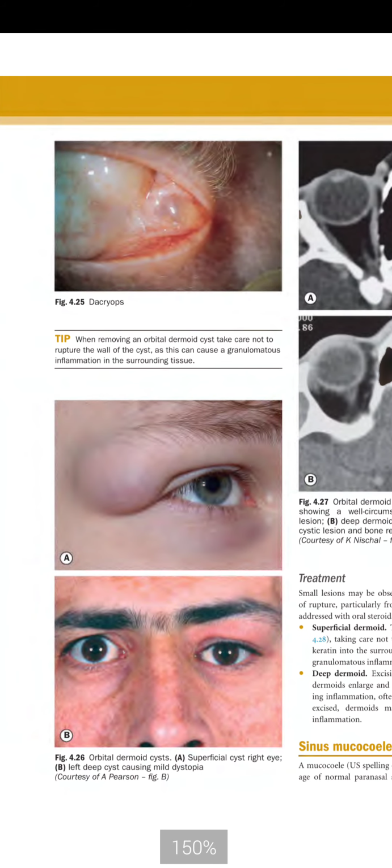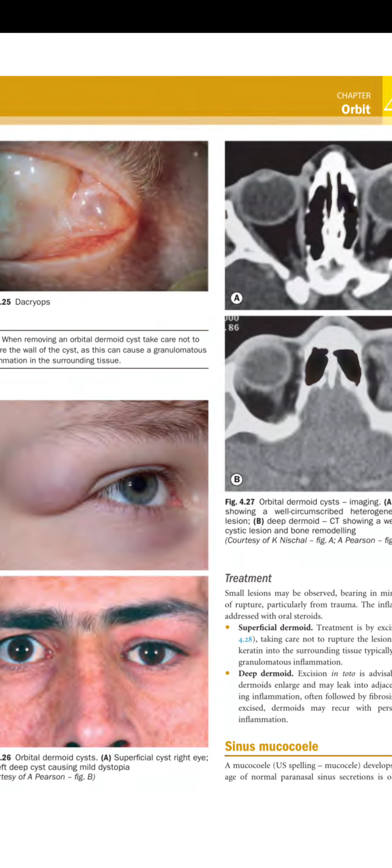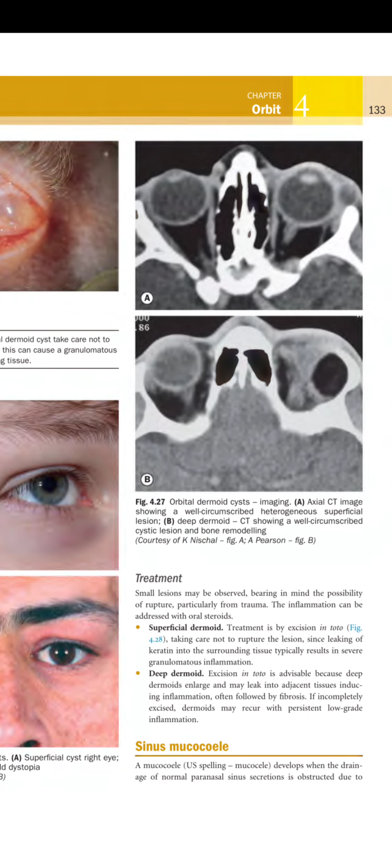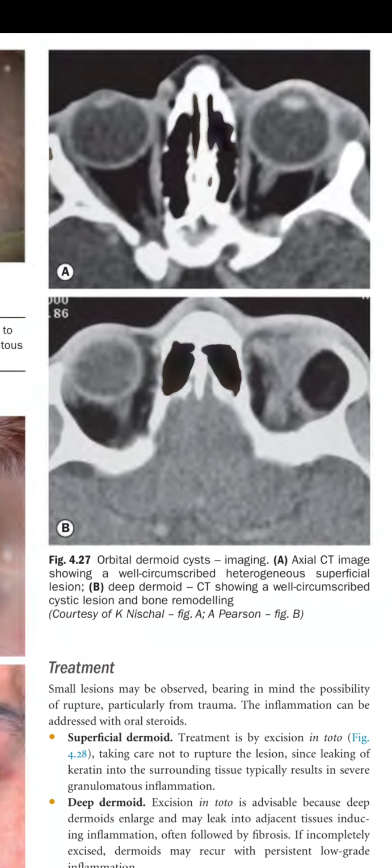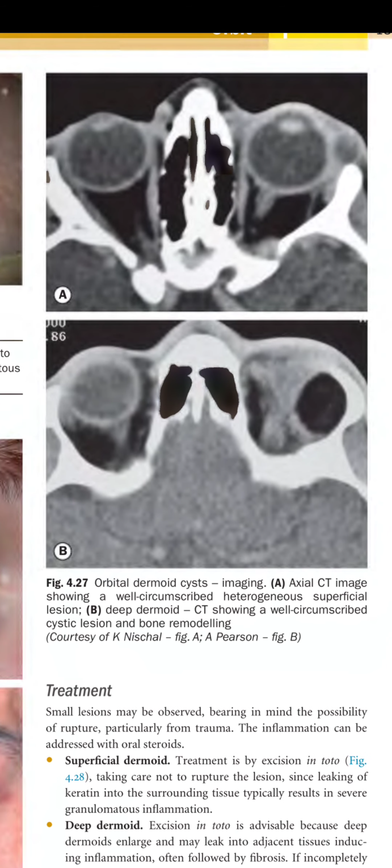So this is showing the orbital dermoid cyst. A is showing the superficial cyst, right eye. Left is showing a left deep cyst causing mild dystopia. 4.27 is showing orbital dermoid cyst imaging. A is showing axial CT imaging, showing a well circumscribed heterogeneous superficial lesion. And B is showing the deep dermoid, showing a well circumscribed cystic lesion, and there is bony remodeling as well.